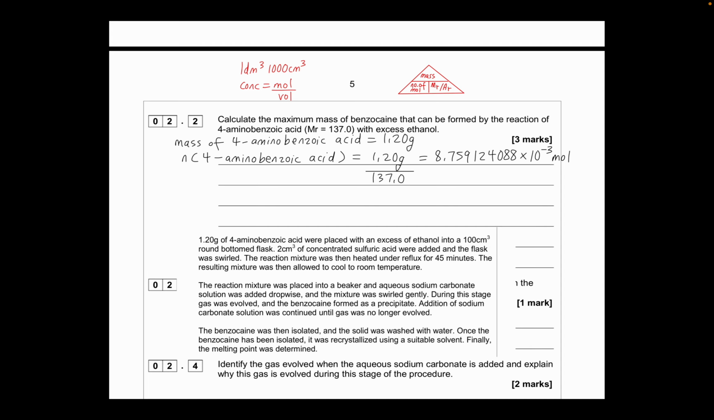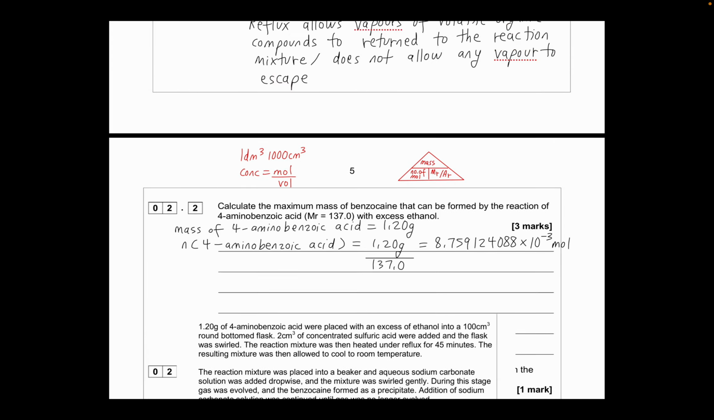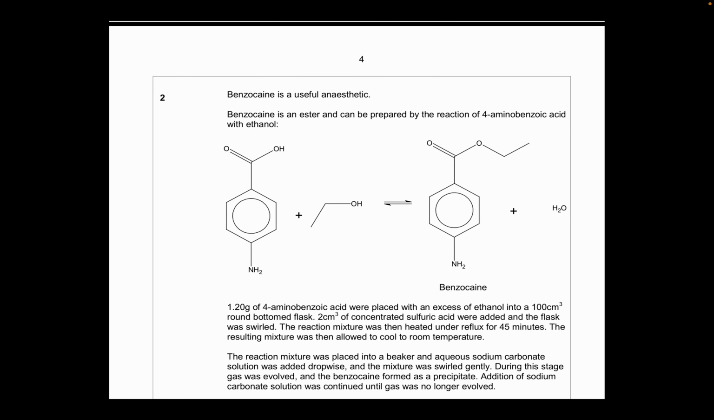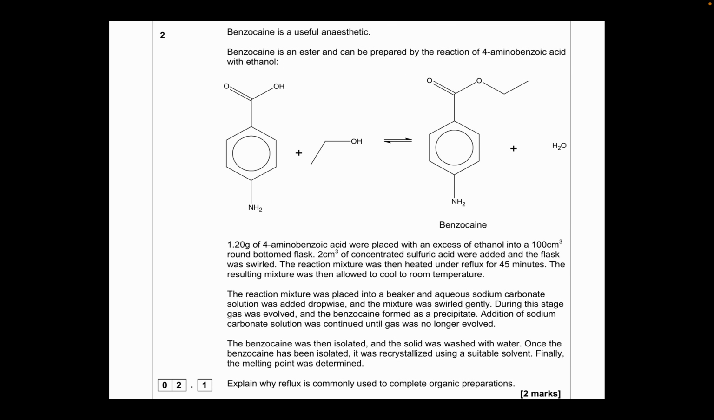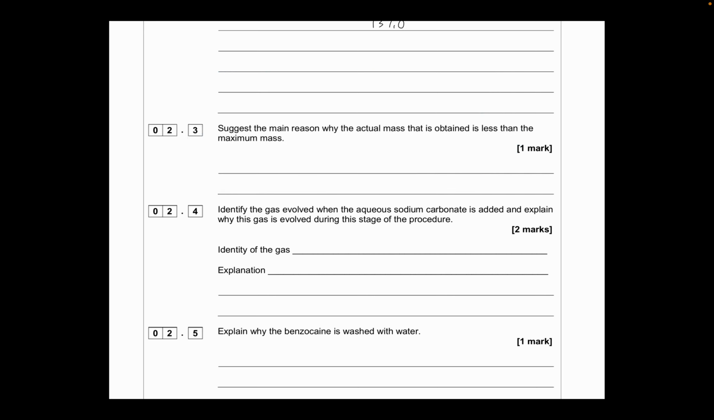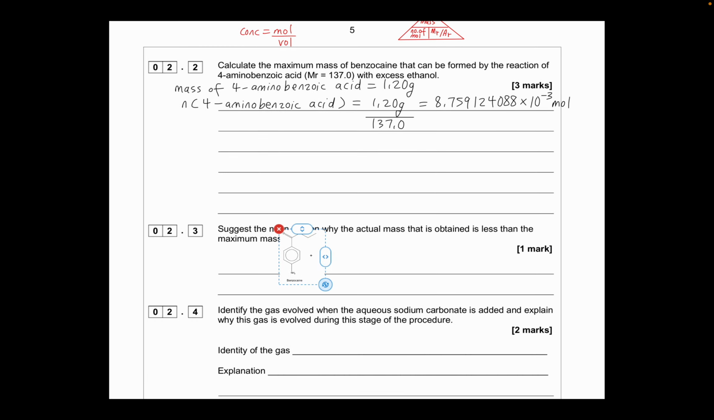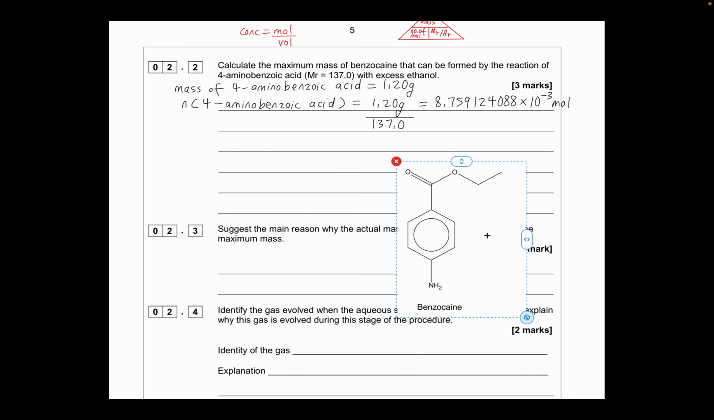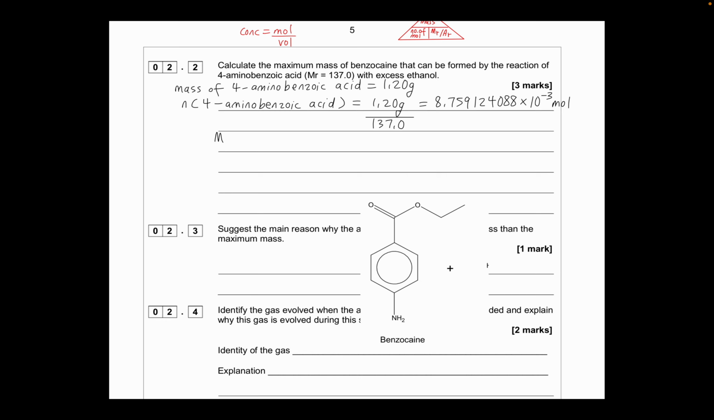Now, how do we know the MR of benzocaine? We look at the diagram. Remember, benzocaine is an ester. So we're going to take this diagram of benzocaine and find out the number of carbons, oxygens, and hydrogens that are attached here. Now we don't need this paragraph at all. From this diagram, we're going to make out the MR. I'm just going to show you how we're going to calculate the MR of benzocaine.